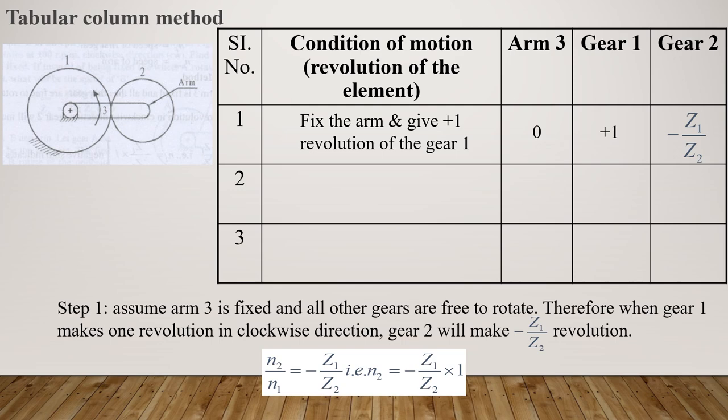Okay, this is the first step. Fix the arm, give one rotation to any one of the gears. Write the ratio of number of teeth in driver and driven with the sense of rotation, negative or positive. So this is the first step.